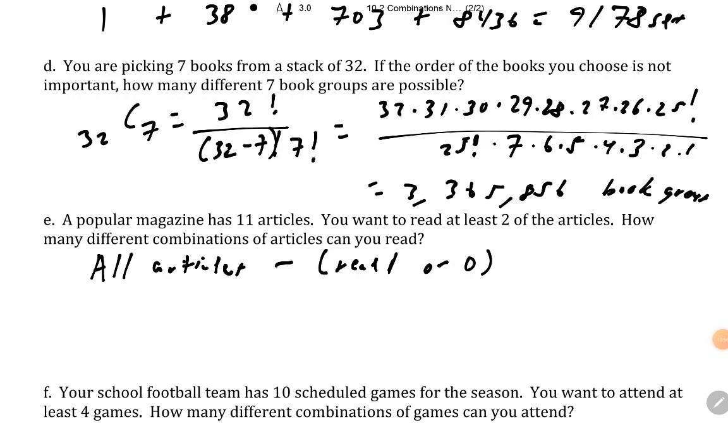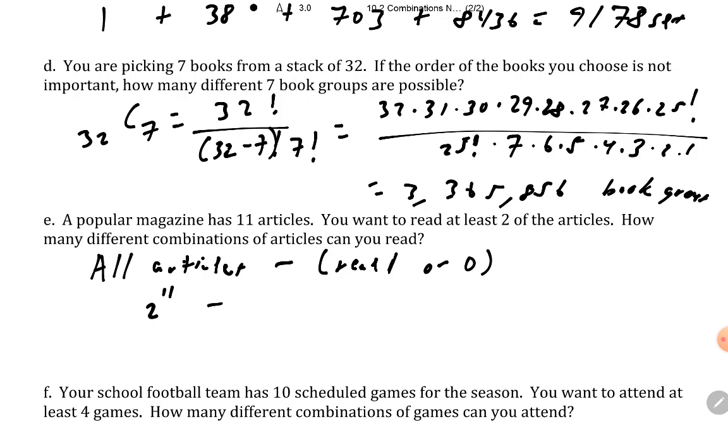Okay, so for the total number of articles, how do we figure out that? Well, we either read an article or we don't. So for each article, we have a choice, yes or no, to reading it. So since there's 11 articles, this is 2 to the 11 combinations, 2 to the 11th.